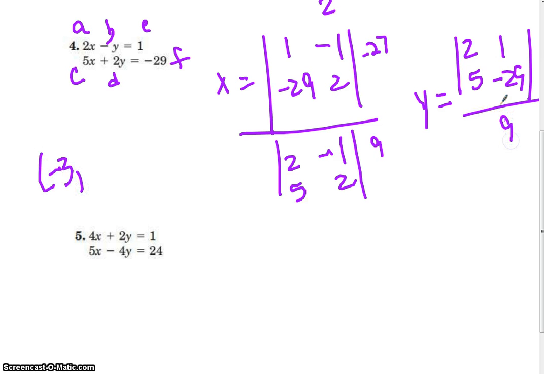We're going to have a 9 on the bottom here. 2 times -29 is -58. Minus 5 gives us a -63. Divided by 9 is a -7. So -3, -7 is your solution.